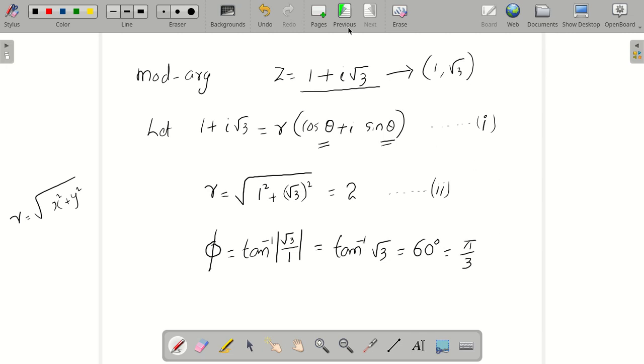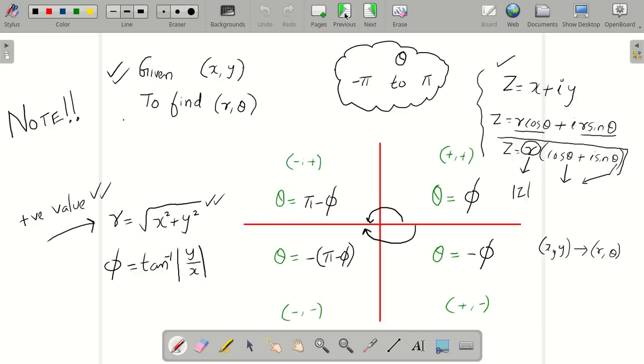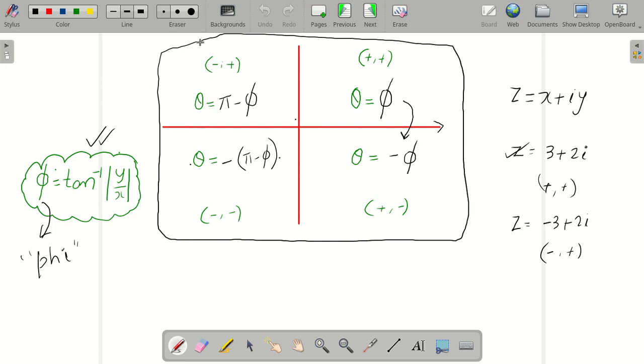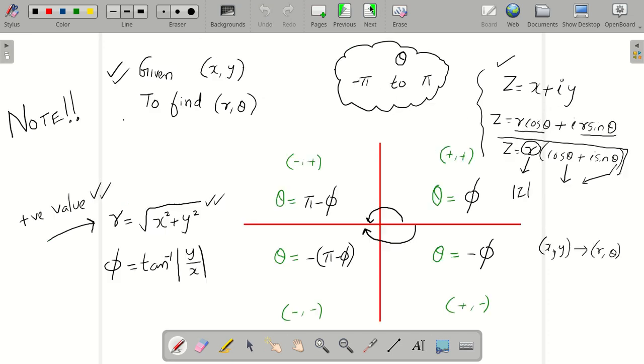Now I want you to take a look at that chart. Okay, this will be more clear. I hope you're noting these things down. So if the complex number is in the first quadrant, the value of theta will be phi. If it is in the second quadrant, it will be pi minus phi. In the third and the fourth quadrant, it will be exactly negative of the value which is above the x-axis.